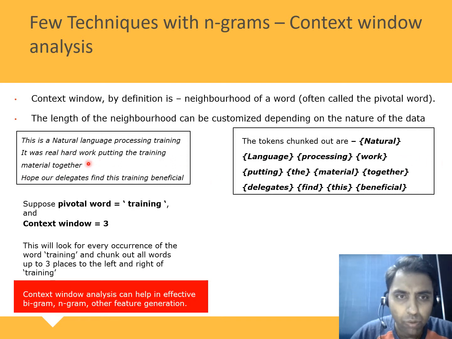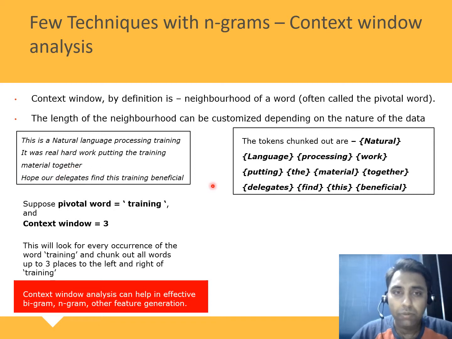What are the words I'm getting? Work, putting, the. By the way, I'm assuming for the sake of illustration that I am not stripping the stop words here. But in a real-life problem, you will basically strip off the stop words before you do this. For the sake of illustration, these are the full, grammatically correct sentences.